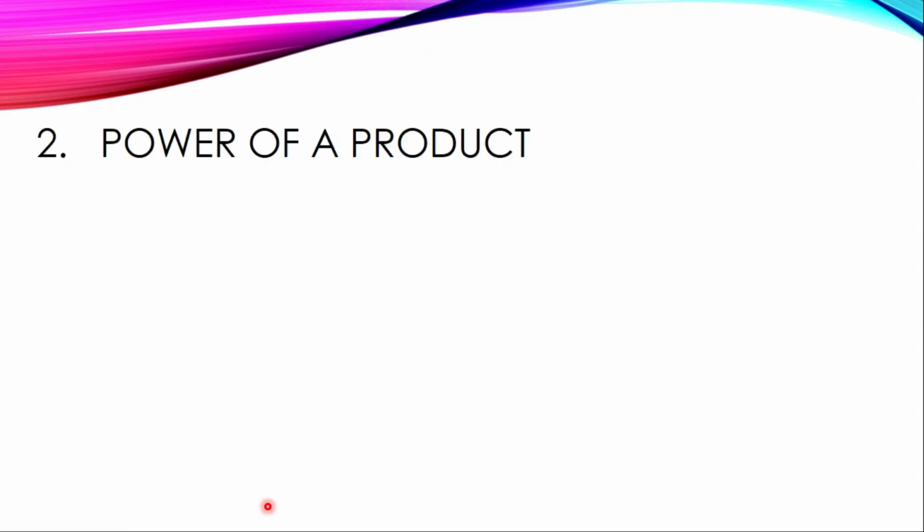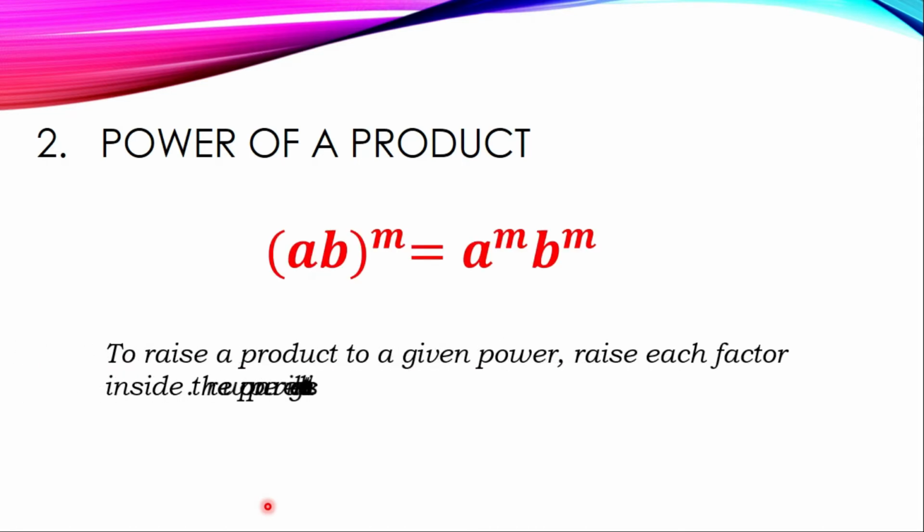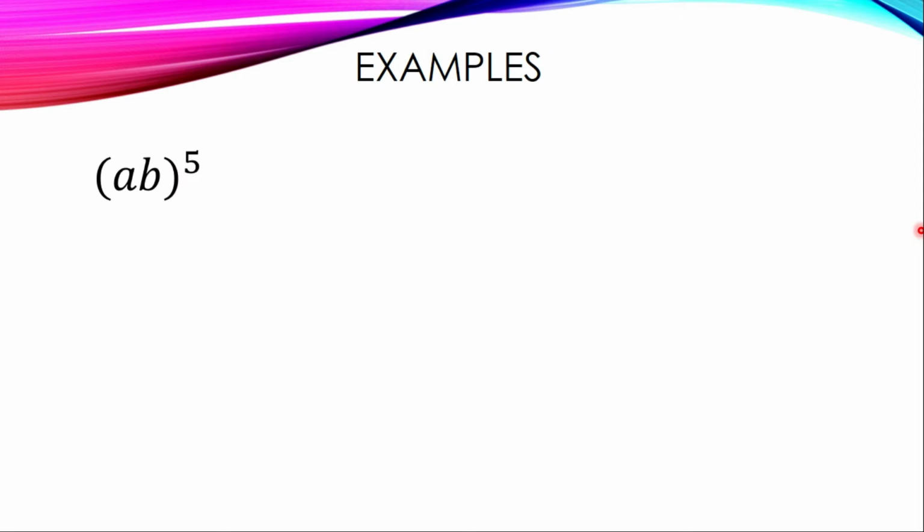The next rule is the power of a product. To raise a product to a given power, raise each factor inside the parentheses to the given power. So as you can see, the quantity ab raised to m is equal to a raised to m, b raised to m, wherein we distribute the exponent which is outside the parentheses. Let's have examples. The quantity ab raised to 5 is equal to a raised to 5, b raised to 5. Just multiply the exponents in here.